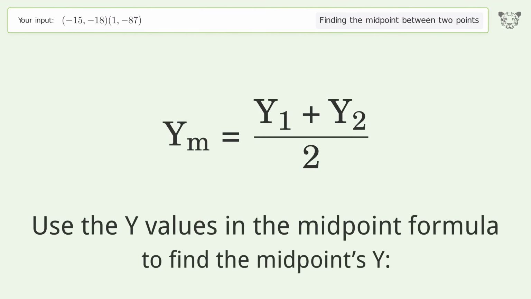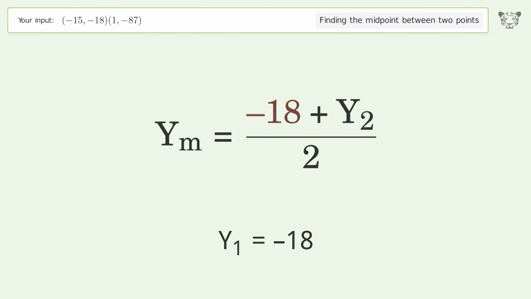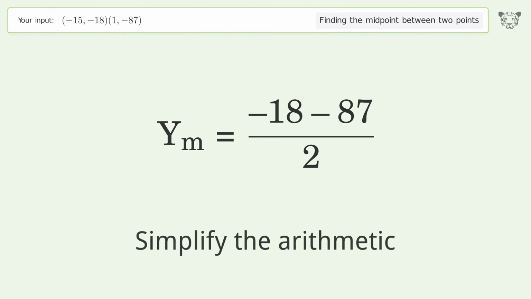Use the y values in the midpoint formula to find the midpoint's y. y1 equals -18. y2 equals -87. Simplify the arithmetic.